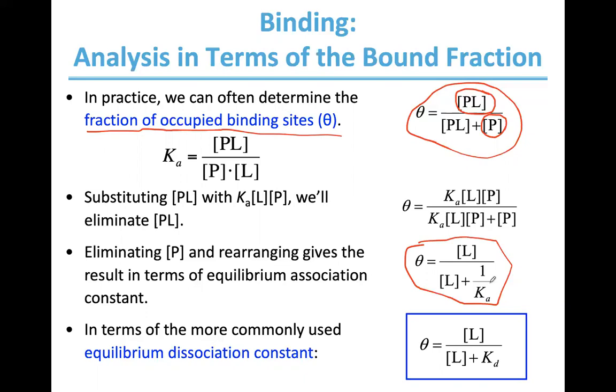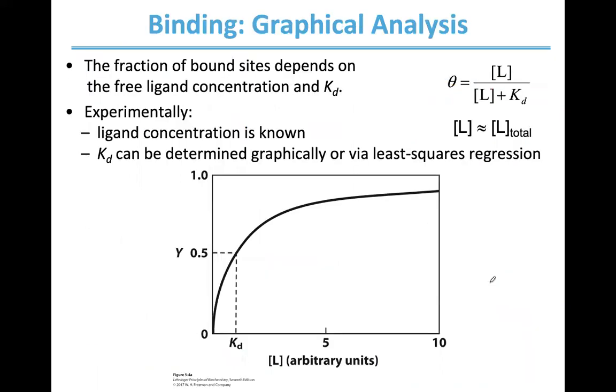And so let's look at this expression. What does it give you? Well, first of all, you can see that theta will be maximal, which is one, right? It cannot be more than one, but it will be maximal when KD is zero, right? So for the strong interaction, you want a small number for KD. The smaller the KD, the stronger the interaction between the ligand and the protein.